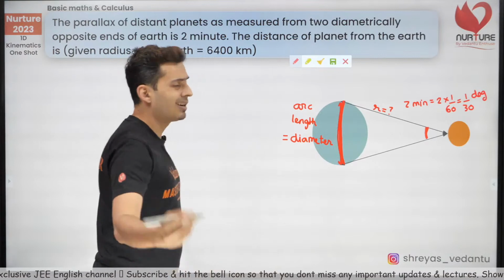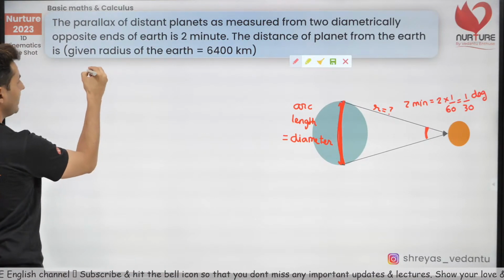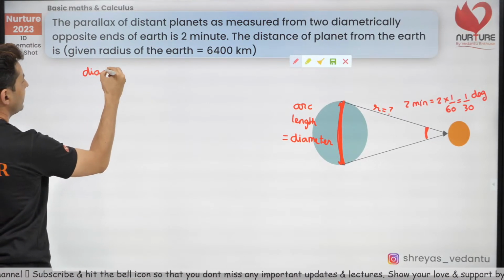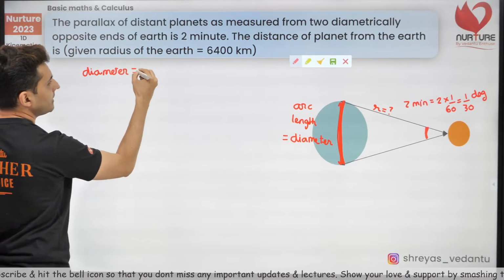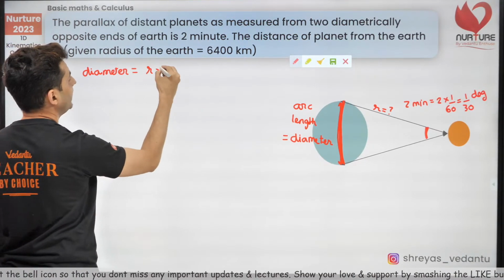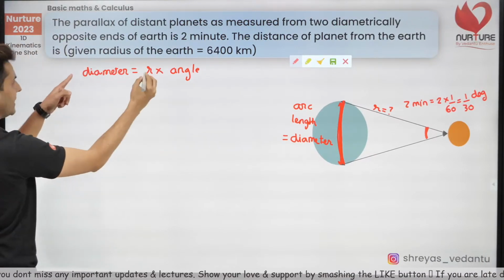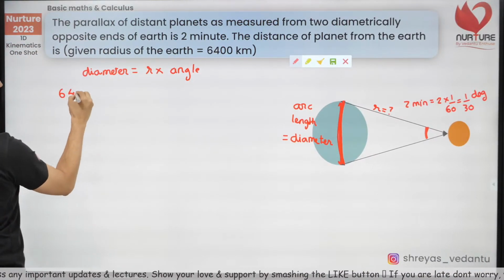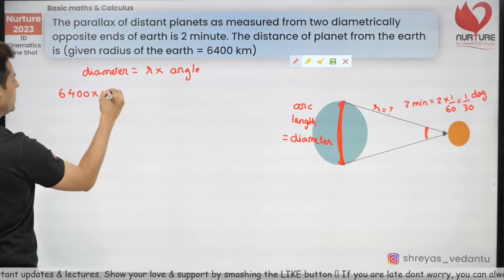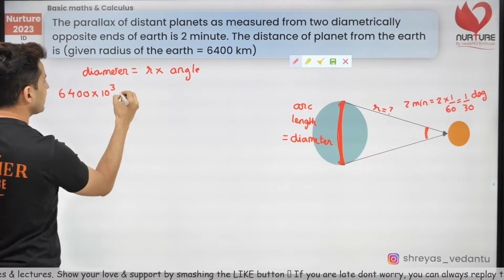Okay, this is nothing but the diameter. So all that I have to write is nothing but the diameter. The diameter is r, which I want to find, into the angle. That angle, that's all. So just substitute it. This is 6400 kilometers, so into 10 to the power 3 meters.